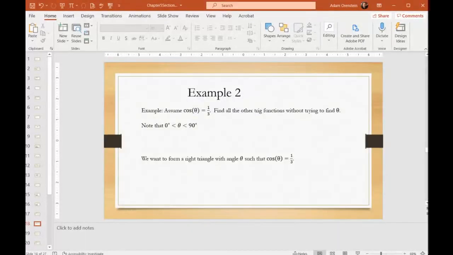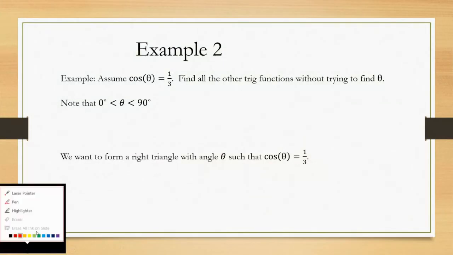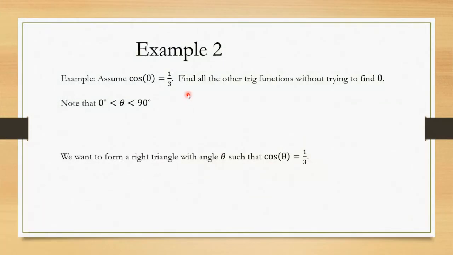Okay, but how are we going to do that? Well, let's see. So we know theta is an angle between 0 and 90 degrees, such that cosine of theta is a third. Well, let's form a right triangle with angle theta so that this happens. So we're going to form a right triangle so that this occurs.